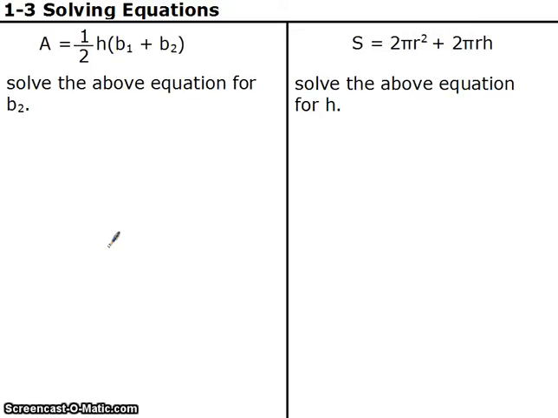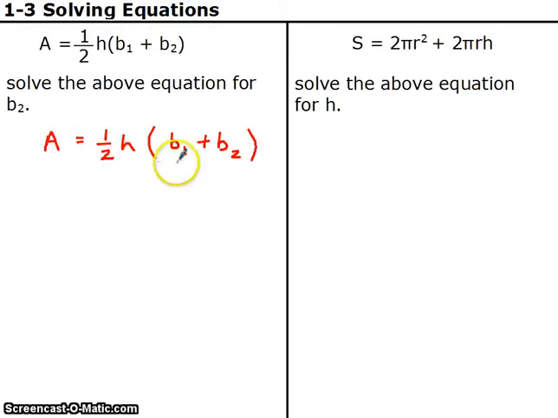So for instance, on this first one, they want us to solve the above equation for B2. So they want B2 to be by itself at the end of this problem once we're done. Okay, so let's see if we can make that happen. All right, I'm just going to rewrite it down here. All right, so trying to get B2 by itself. So I want all this other stuff to move to the other side.